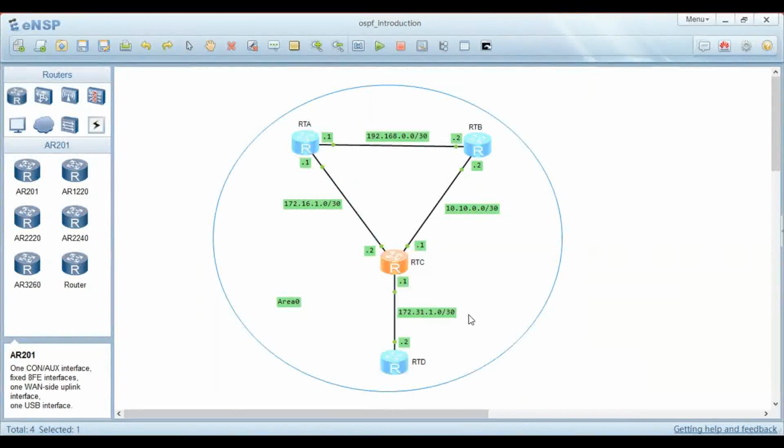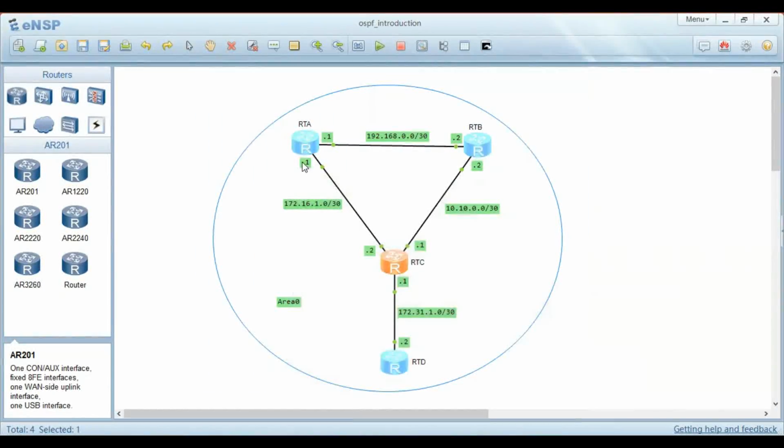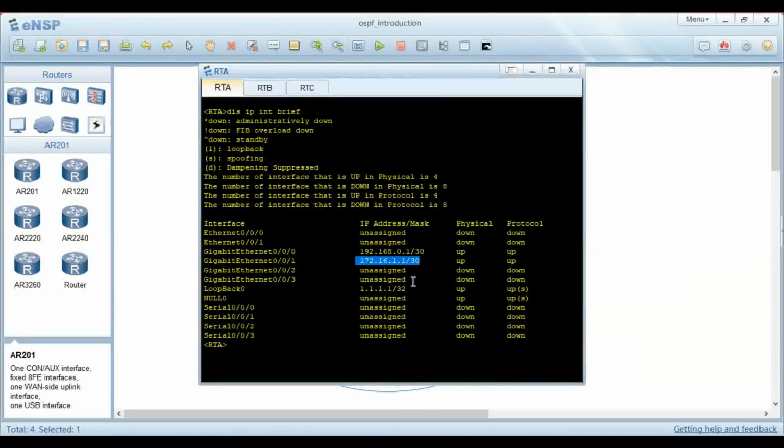G0/0/0, this one, it's 192.168.0.1 on this side, .2 on this side. And we also have G0/0/1. G0/0/1 is 172.16.1.1 on this side. And also we have a loopback. We have a loopback IP address, which is 1.1.1.1.